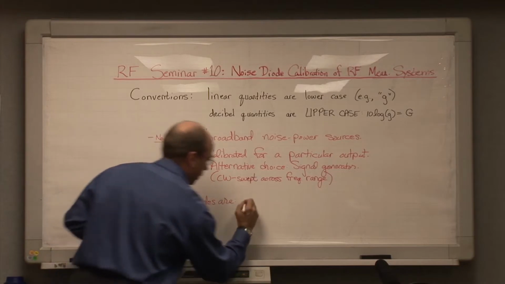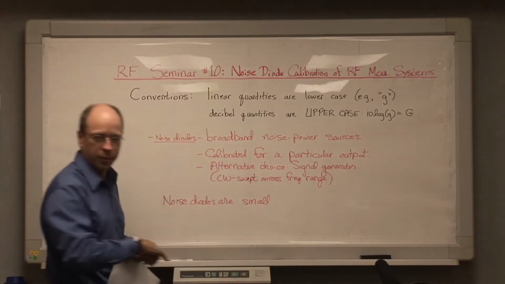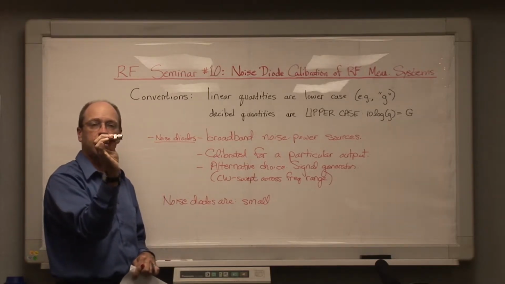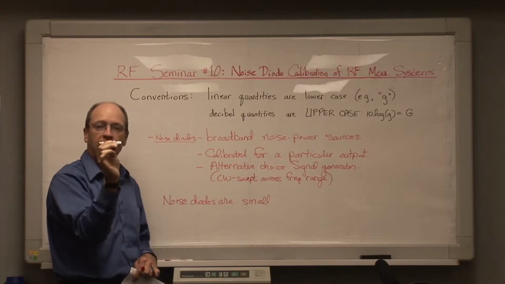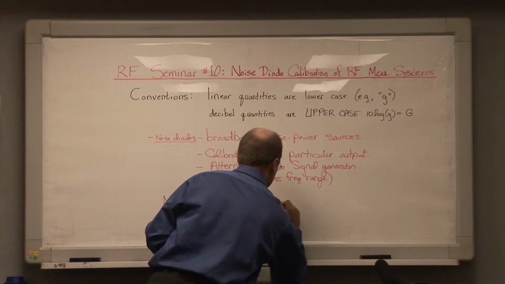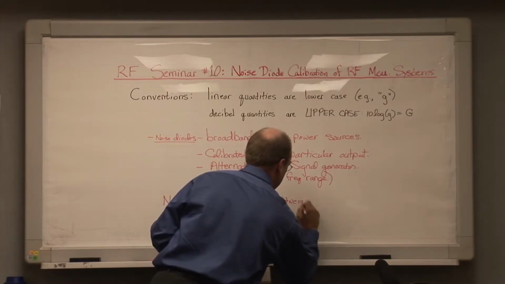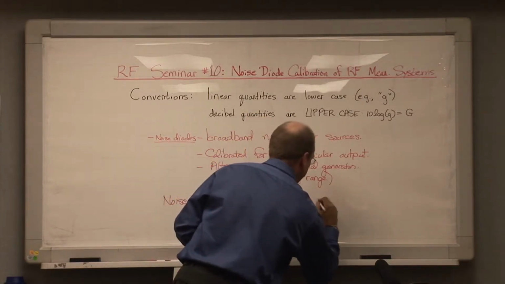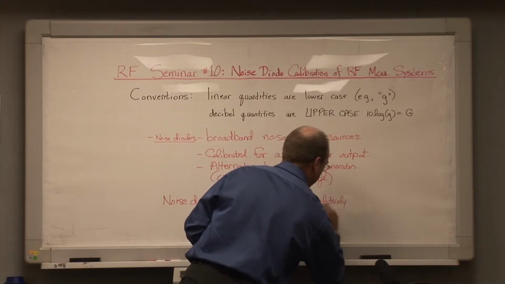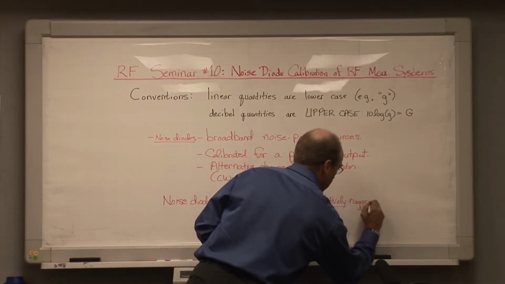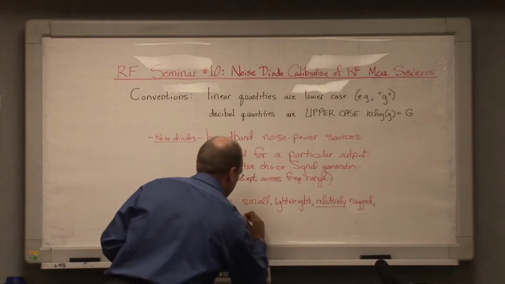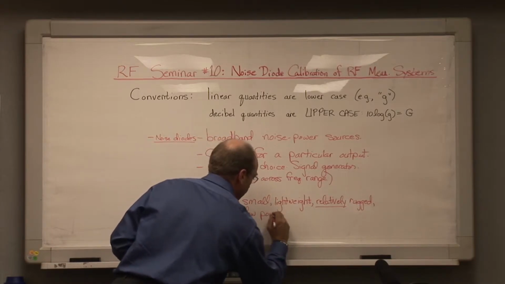are relatively small. I'll hold one up here momentarily. Here's a noise diode that's been packaged for a person to use right out of the box. So relatively small. They're relatively lightweight. They are relatively rugged. Now, I'll emphasize the word relatively rugged, because if you hit it or drop it, you could still break it, of course. And they have a relatively low power requirement.